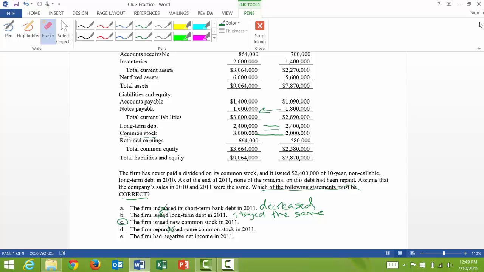Okay, and then if we look at E, the firm had negative net income in 2011. Well, we can look at retained earnings. I have to get my pen back here. So if I look at retained earnings, it went from 580,000 to 664,000. So when you have a positive net income, that increases your retained earnings. So they had a positive net income because retained earnings went up.